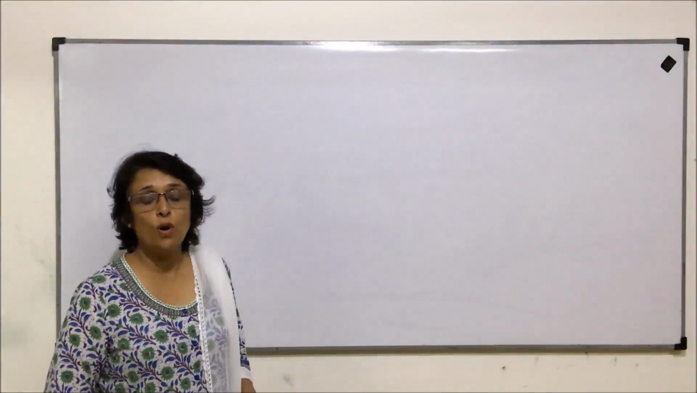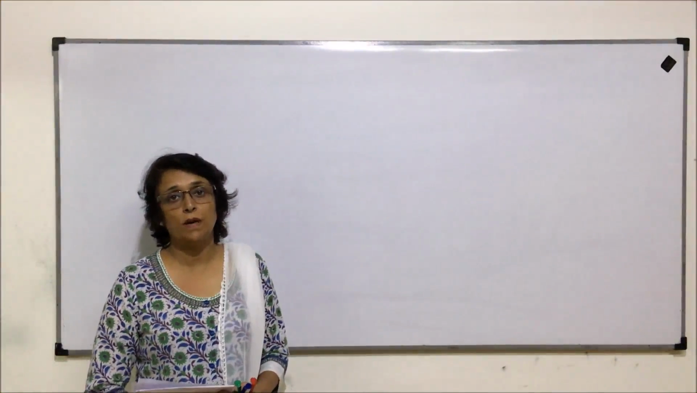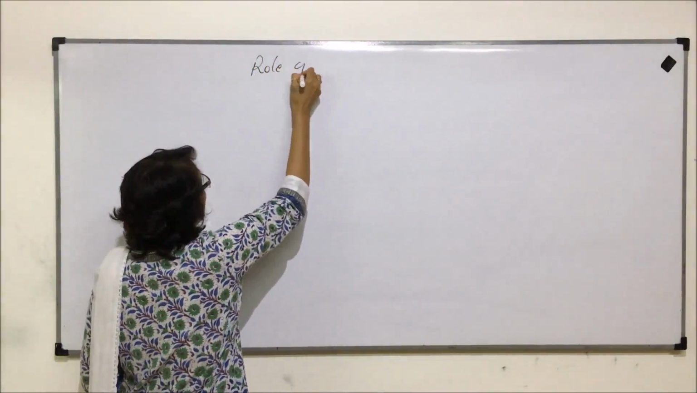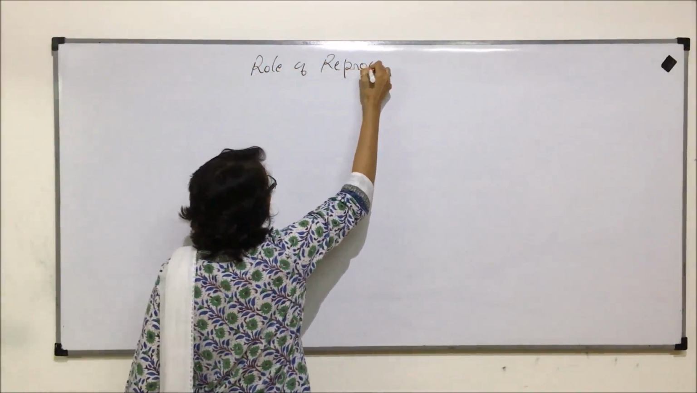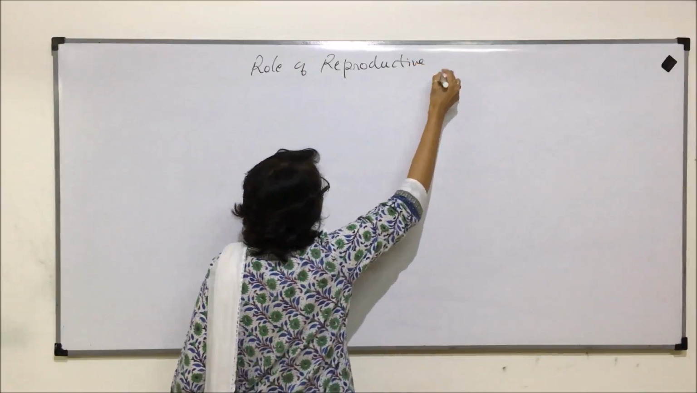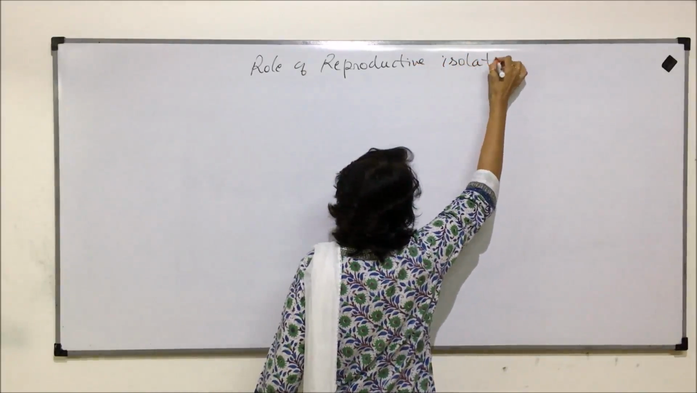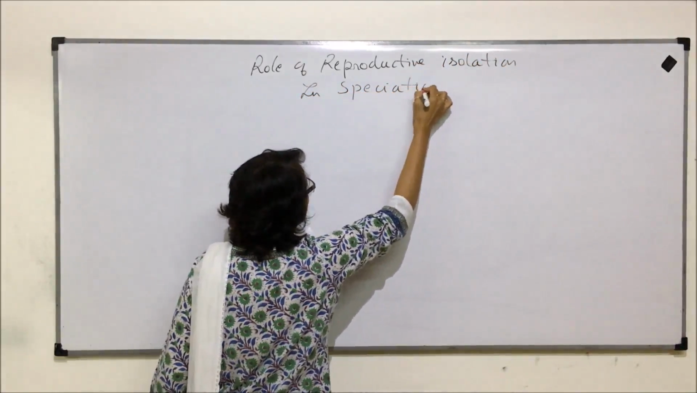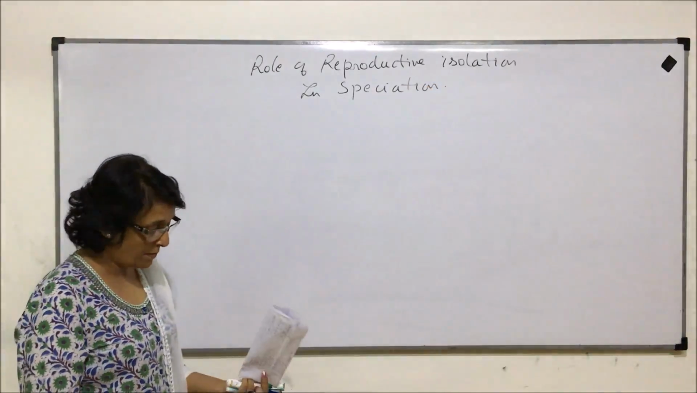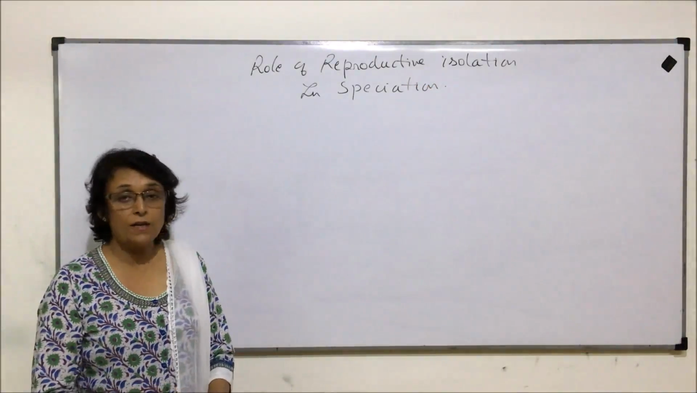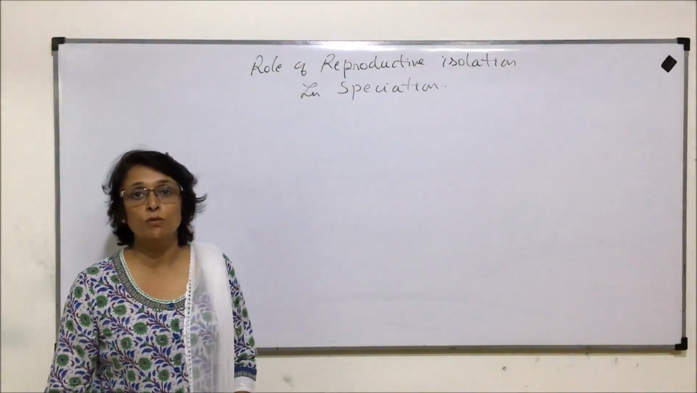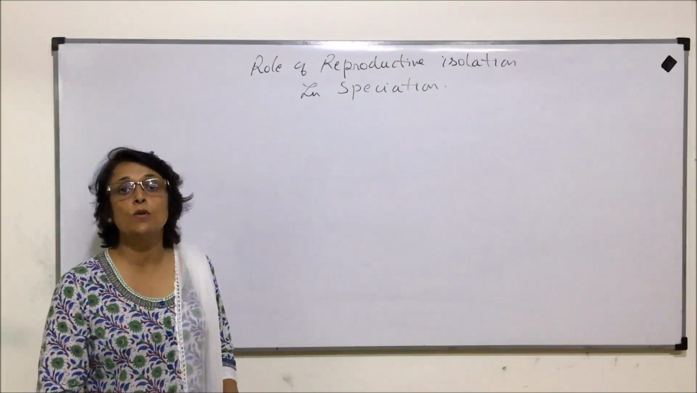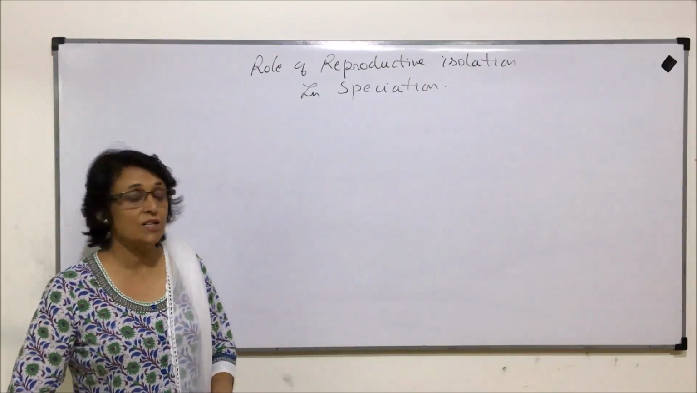We are discussing the role of reproductive isolation in speciation. That means when the members of the same species show reproductive isolation, they are not able to reproduce amongst themselves, and that also results in speciation. So what exactly is the role of this reproductive isolation?